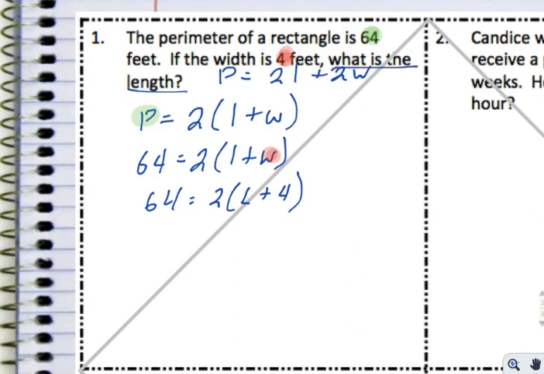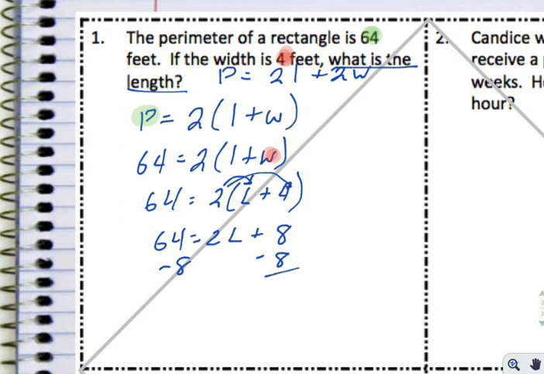At this point, I'm not quite sure because I haven't distributed, but let's do that. 2 times L is 2L, plus 2 times 4 is 8. And don't forget, that's all going to equal 64. So what this problem is telling me right now is that 64 is equal to 2 times some number plus 8. So I'm going to work backwards a little bit, and I'm going to think to myself, well, if I'm adding 8 to my 2L, if I take that 8 away from both sides, it'll help me get closer to figuring out what number is equal to just 2 times the length.